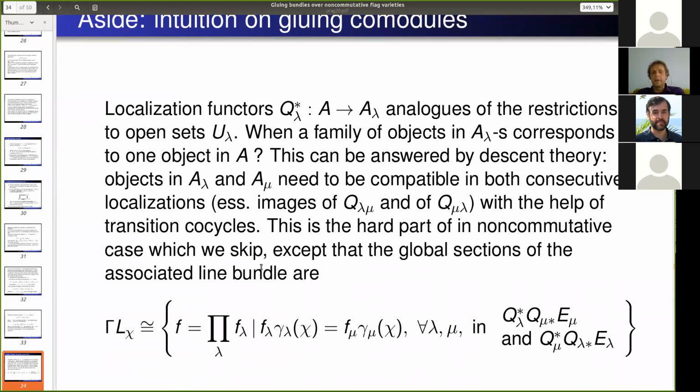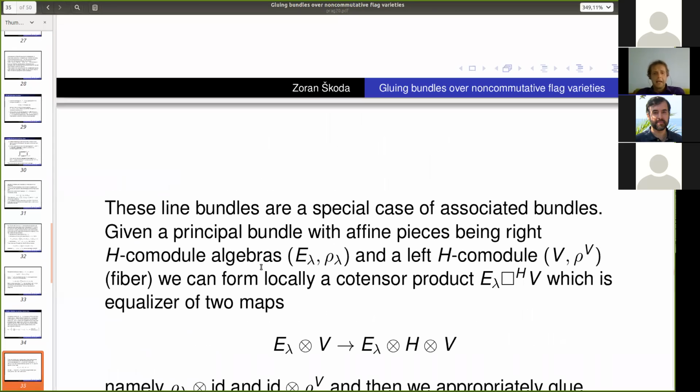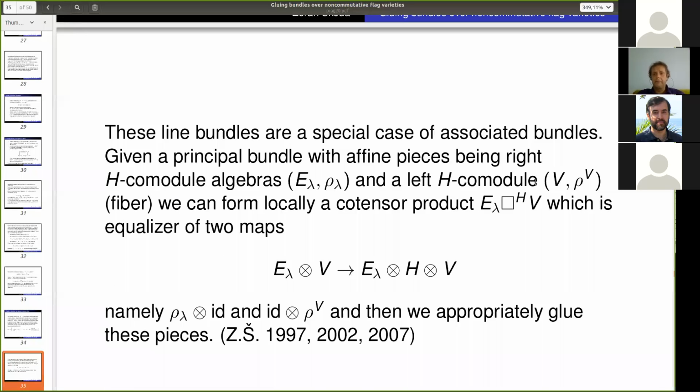You can do similarly for associated bundles. Namely, in an associated bundle, you have a typical fiber, which is a left module, here a left comodule in the case of Hopf algebras. And then you do the so-called cotensor product. You can go from algebra tensor typical fiber to algebra tensor Hopf algebra tensor fiber in two ways. One is to expand by coaction the first factor, and the other the second factor. And you look at the equalizer of the two. That's locally. And then you have to glue again by descent.